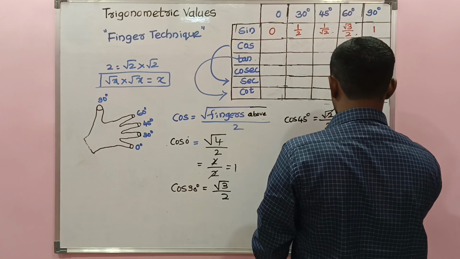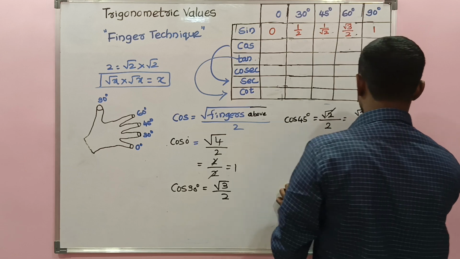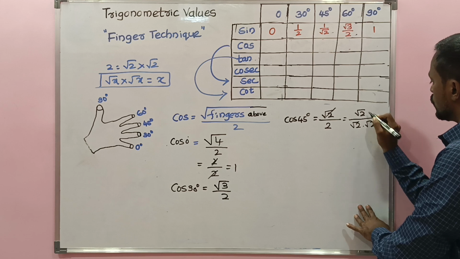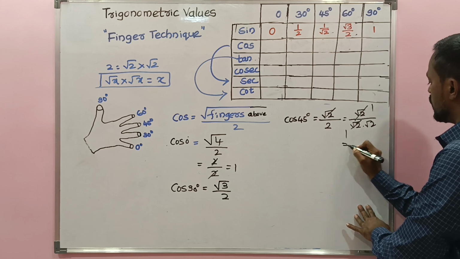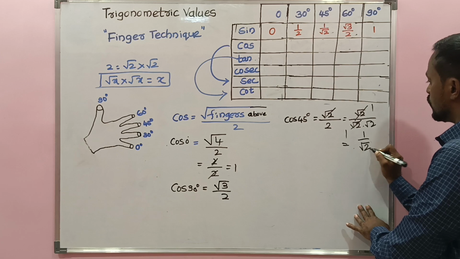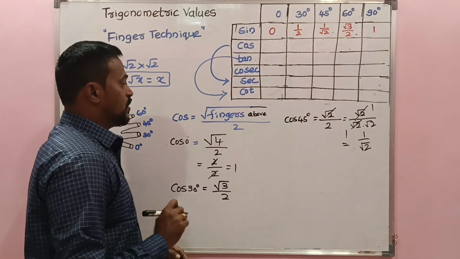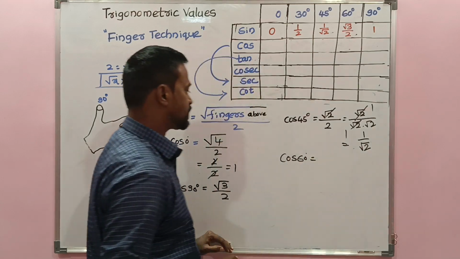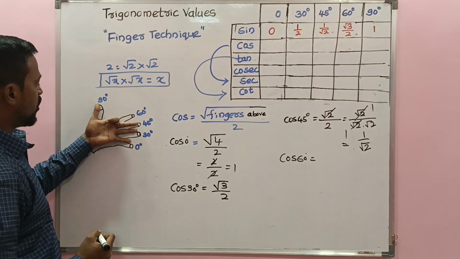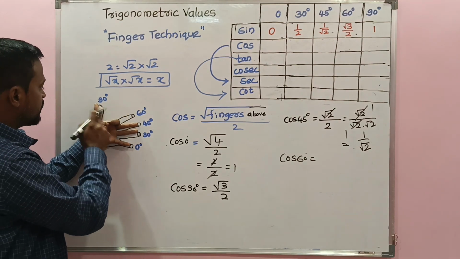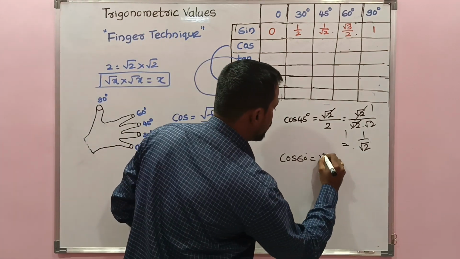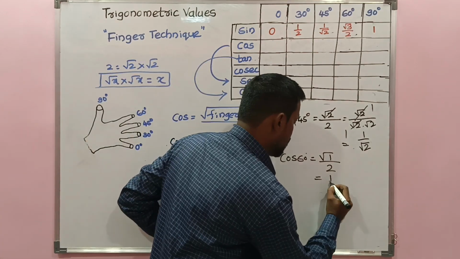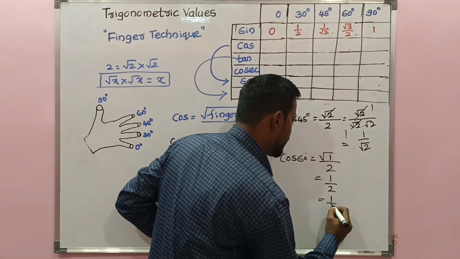So after cancellation, as I had already told you, this can be written as root 2 divided by root 2 into root 2. So root 2 ones are, root 2 ones are. So finally we get 1 divided by root 2. And for cos 60, what is the cos 60 answer? So let us fold this one. How many fingers are above this finger? Folded finger 1. So under root of 1 divided by 2. So therefore root 1 is 1, divided by 2. Therefore you will get 1 by 2.